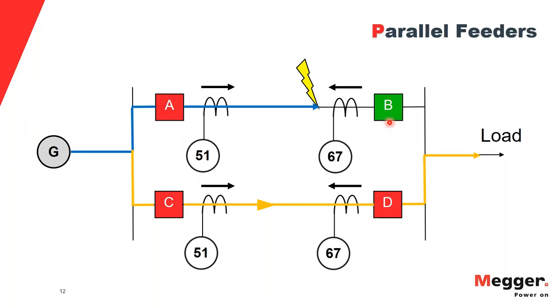I'm going to trip breaker B, and after a certain time delay, because I'm still feeding the fault through breaker A, I'm going to trip breaker A, and this will be the case. So you can clearly see here that I'm feeding half the load, so I still have some load current. For a transmission line fault, I'm not tripping off my load completely.